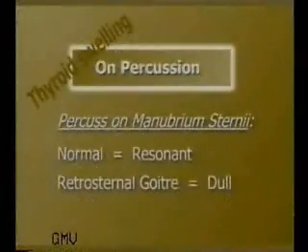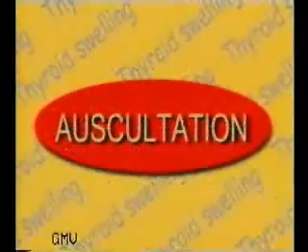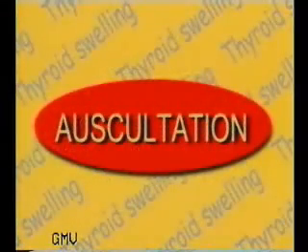Percuss directly over the manubrium sterni or use a heavy percussion stroke. Normally the note is resonant due to air in the trachea behind the manubrium sterni. If the percussion note is dull, suspect a retrosternal extension of thyroid, which descends between the trachea and the sternum and comes to lie between the manubrium sterni and the air column.